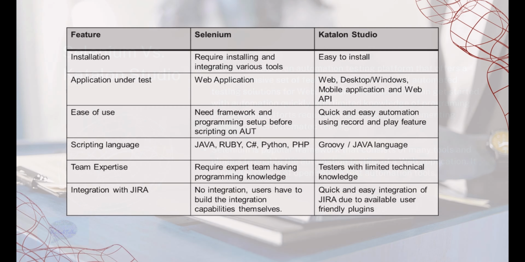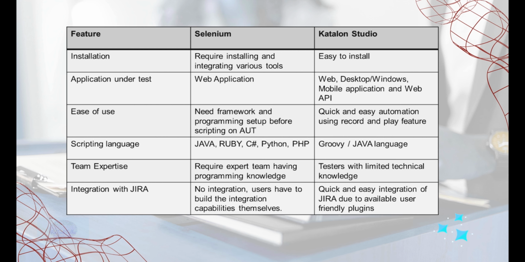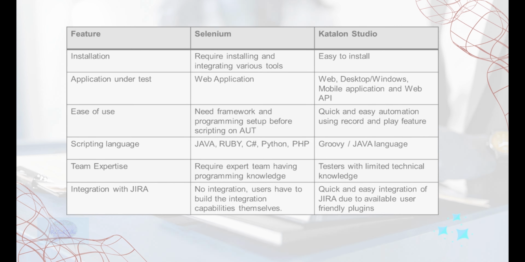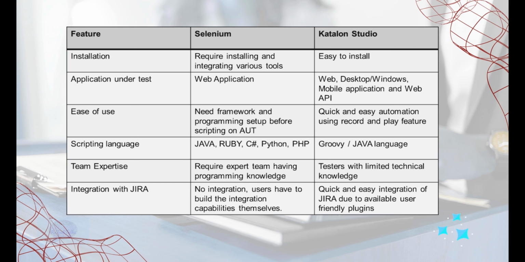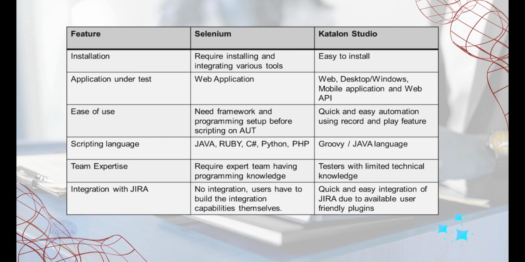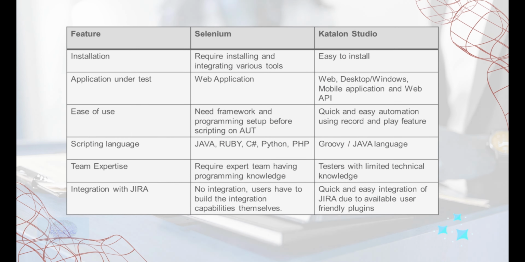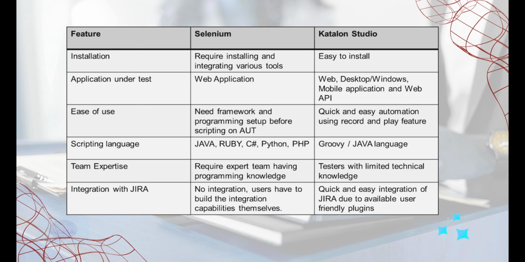In the first part, I have compared the ease of use and learning curve. In this I have checked the installation, application under test, ease of use, scripting languages, team expertise and integration with JIRA. Selenium installation requires installing and integrating various tools. Katalon Studio is easy to install. In Katalon Studio, we can test web applications, desktop applications, mobile applications and web APIs.